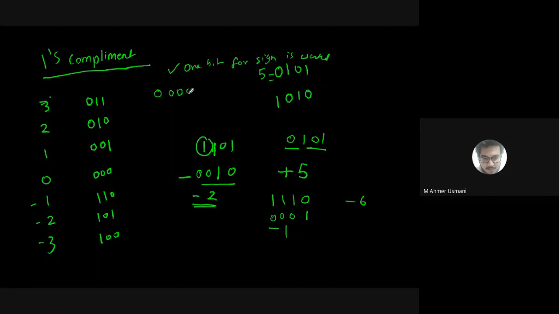If I have all 4 zeros, what is this number? 1 1 1 1. What is the number? Just tell me what is the number. It is 0. It is plus zero. Positive 0. Yes, sir.